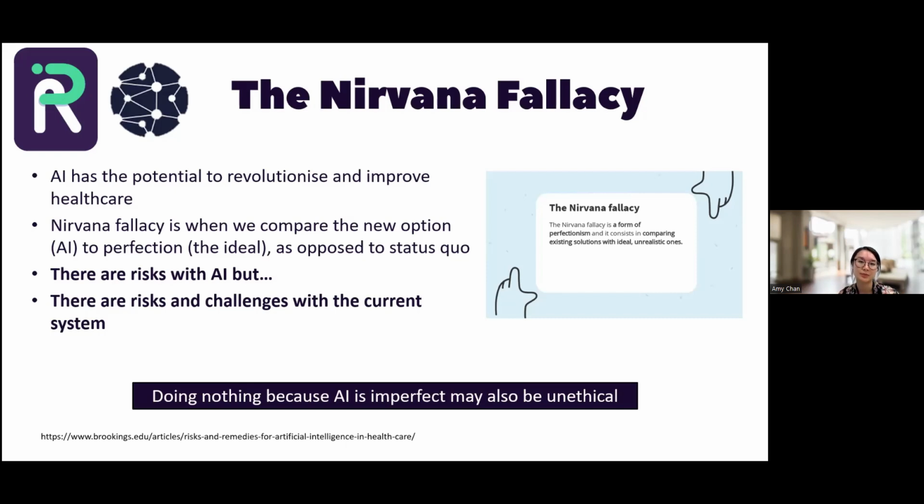There will continue to be medical errors, dosing errors, inefficiencies in the healthcare system. And there are risks and challenges. It's just that those risks and challenges may look different when we encompass AI. So doing nothing just because AI is imperfect could also be unethical and irresponsible.